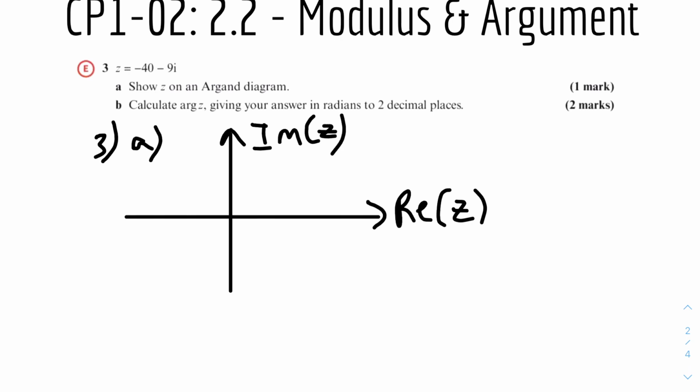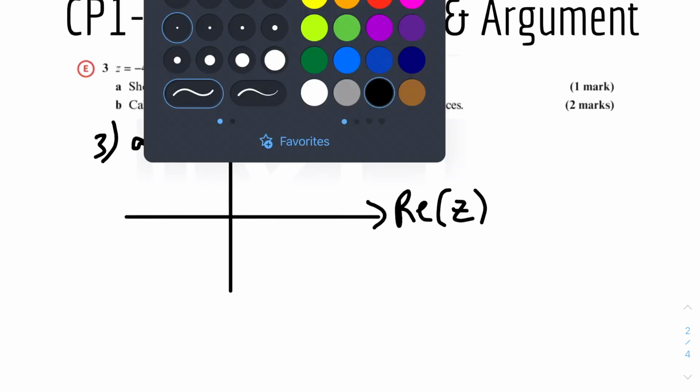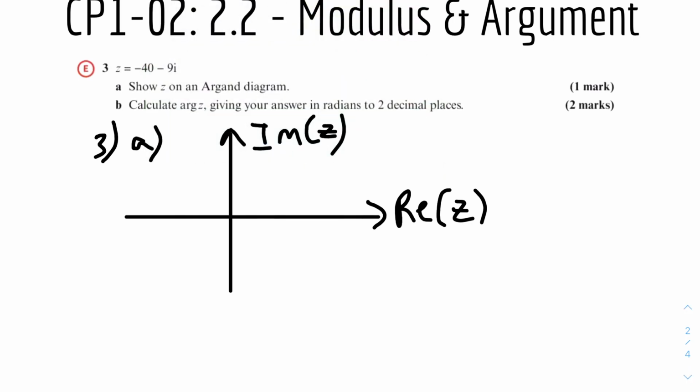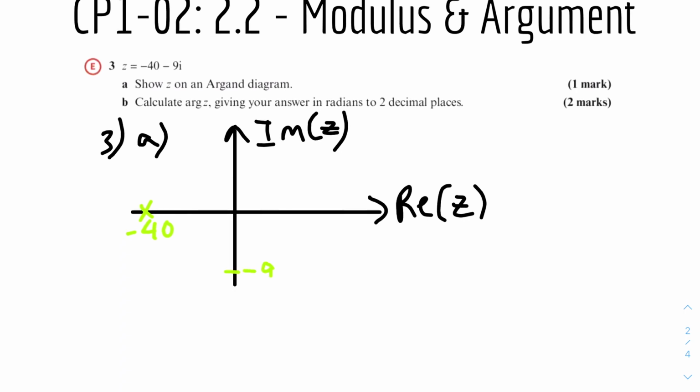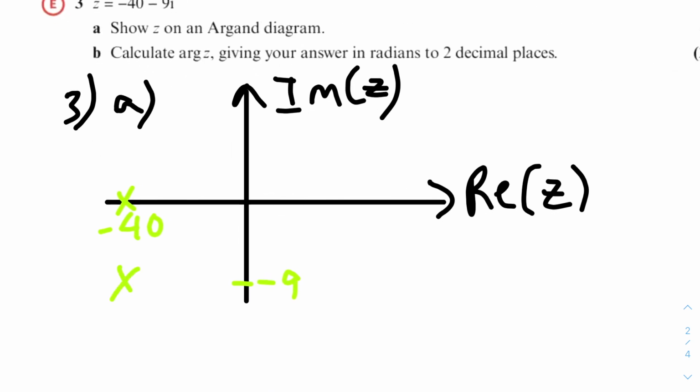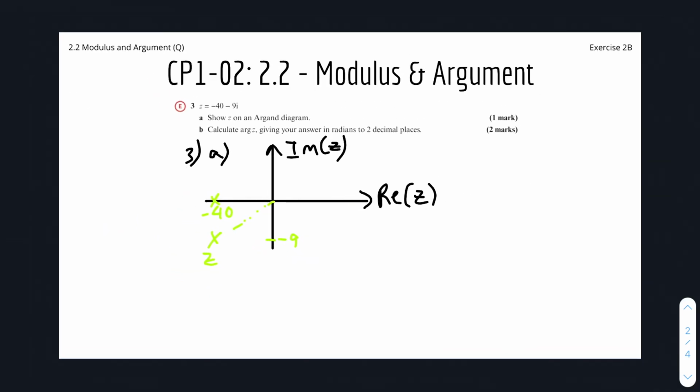Now that z equals minus 40 minus 9i, that means it'll be around here, minus 40, and minus 9i should be quite shallow, around here. Therefore, this will be z, and that's the line to the origin, like so.